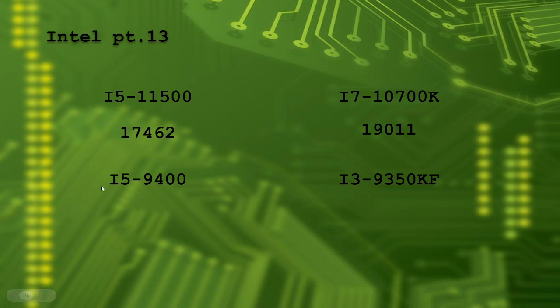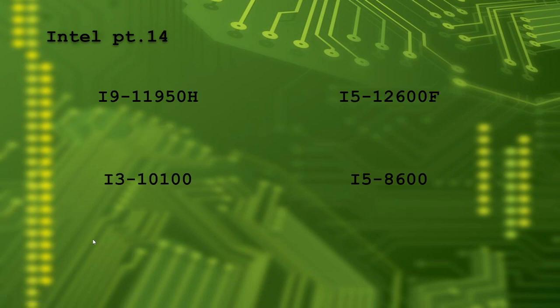Moving on, we have an i5 and an overclocked i3 from the same generation. Let's see here. They're not too far off. Alright, we have an 11950H and a 12600. I'm going to stop saying things, and I want you to figure out the rest.